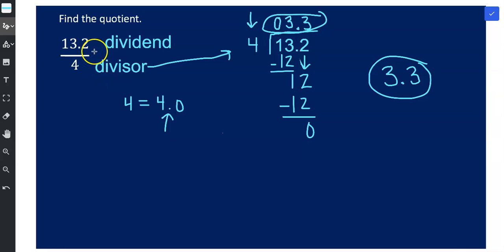Think about if this makes sense. 13.2 is awfully close to 12, and 12 divided by 4 is 3. So it makes sense that 13.2 divided by 4 would be a little bit over 3.